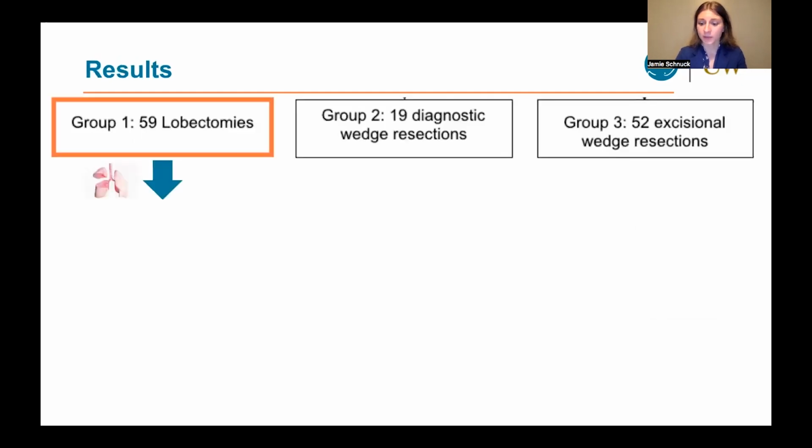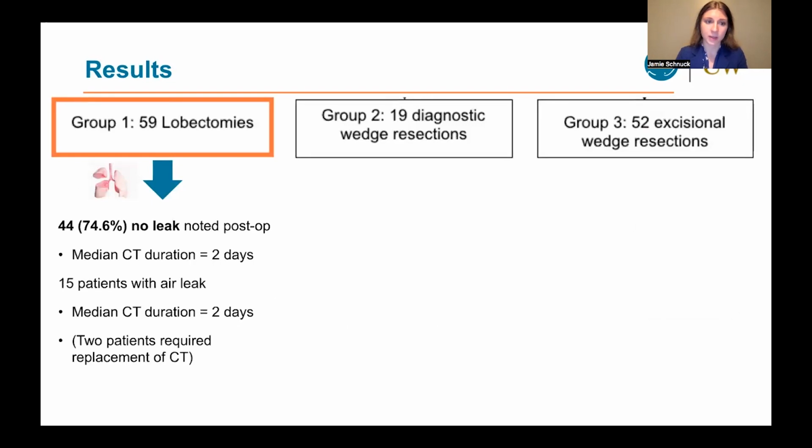In Group 1, 59 patients who underwent lobectomy, nearly 75% of these patients did not have an air leak noted postoperatively, and their median chest tube duration was 2 days. There were 15 patients who did have a documented air leak, and their median chest tube duration was 2 days as well.